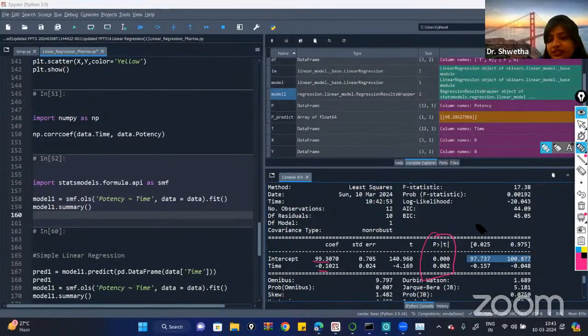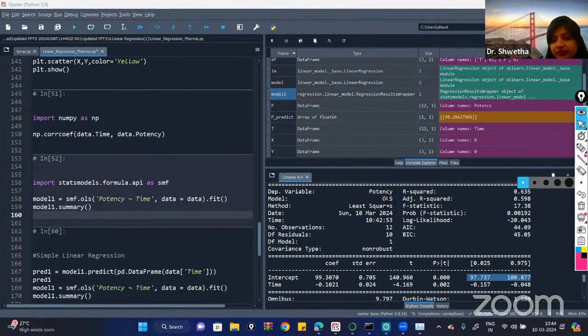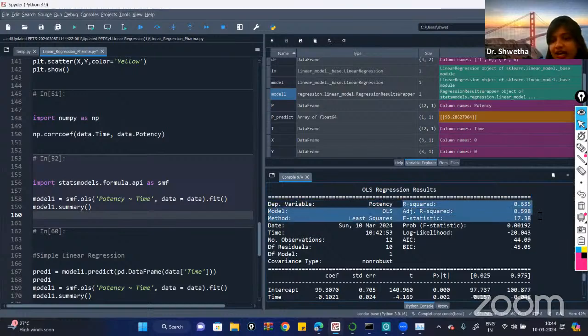This is the confidence interval. The value of intercept can range from 97 to 100, with 95% confidence. And the value of time can range from minus 0.15 to minus 0.04. Now, seeing the summary, we can understand how good the model is and if changes are required. Our R squared value is low, it is 0.63.